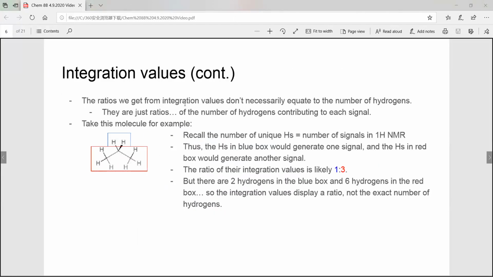The ratios we get from integration values don't necessarily equate to the number of hydrogens. They're just ratios of the number of hydrogens contributing to each signal. Let's take this molecule for example. Recall that the number of signals from proton NMR equates to the number of chemically unique hydrogens. Thus, the hydrogens in the blue box will generate one signal, and the hydrogens in the red box will generate another signal. The ratio of their integration values is likely 1 to 3. But there are 2 hydrogens in the blue box and 6 hydrogens in the red box. So their integration values display a ratio, but not the exact number of hydrogens.